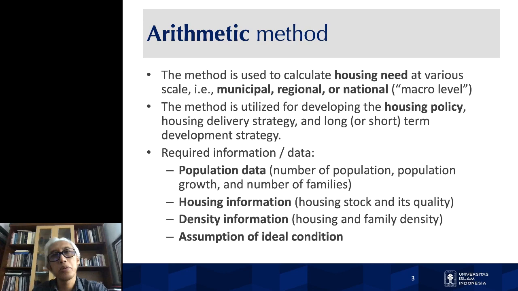To be able to use this method, we need some information: first, population number, then population growth and number of families. Then information on housing stock and its quality, and then information on density, either housing density or family density, and then assumptions of the ideal conditions.